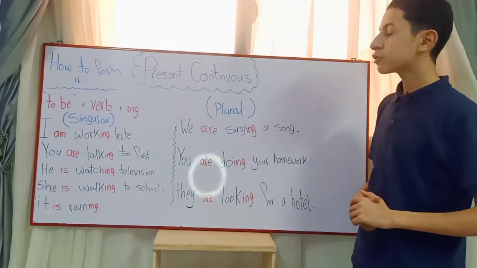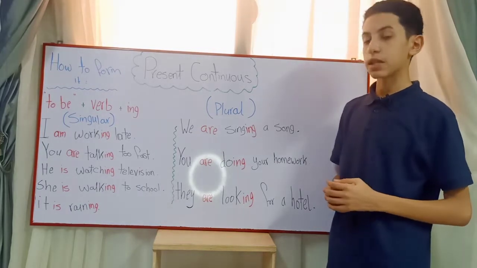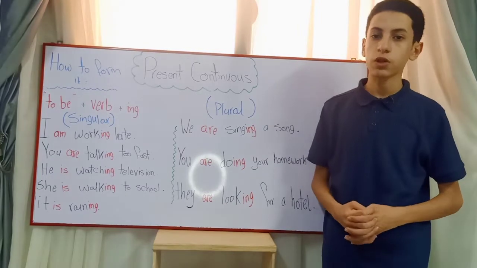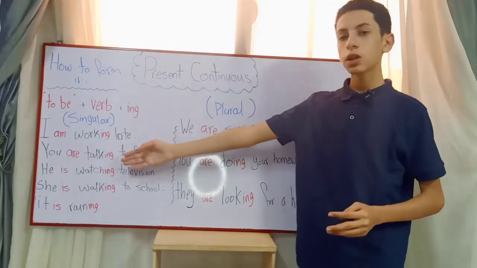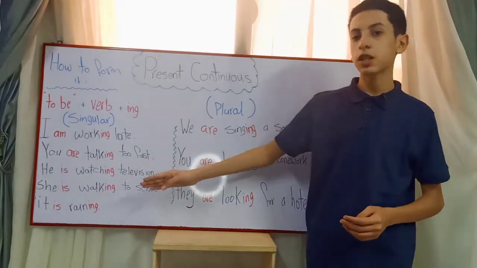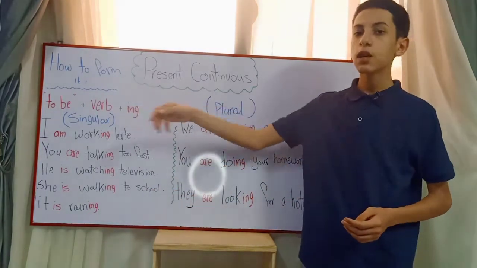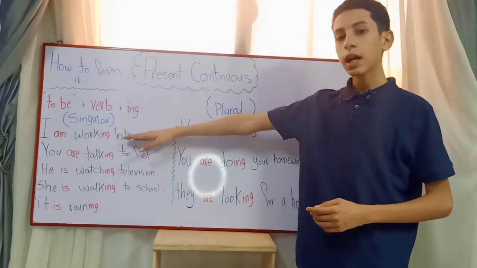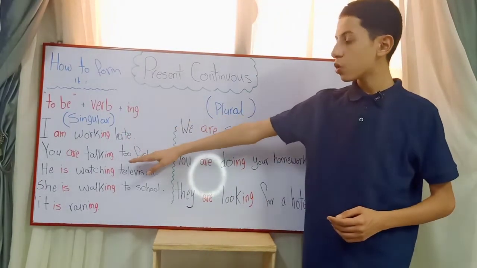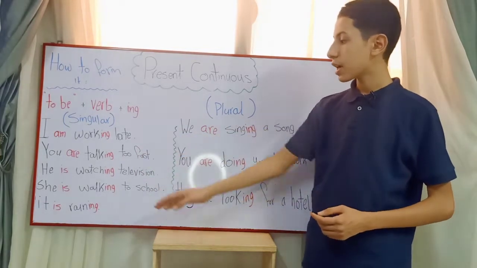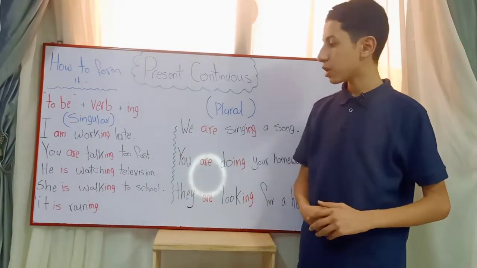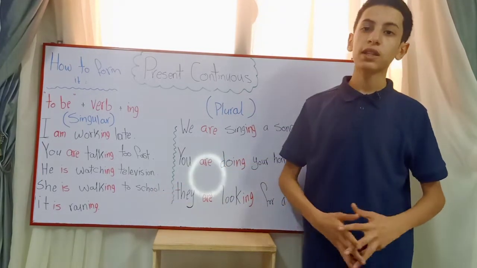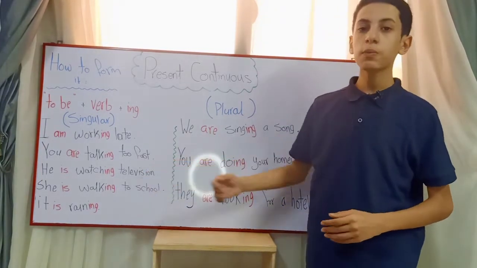Okay, so now let's talk about the present continuous tense. The first thing we're going to talk about is how to form the present continuous tense. With the singular pronouns I, you, he, she and it, we put to be plus the verb plus ing. For example, I am walking late. You are talking too fast. He is watching television. She is walking to school. It is raining. So these are the singular pronouns.